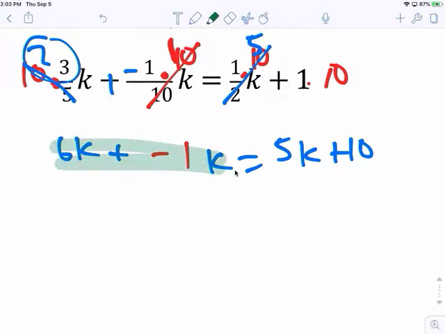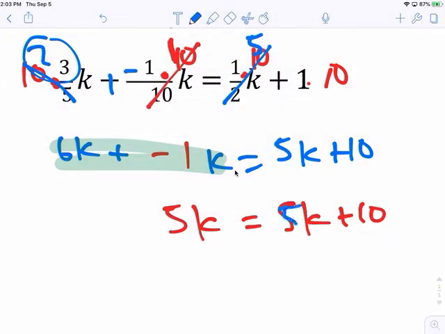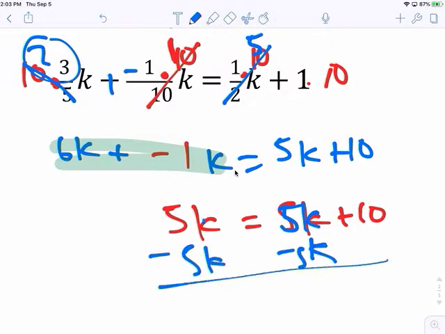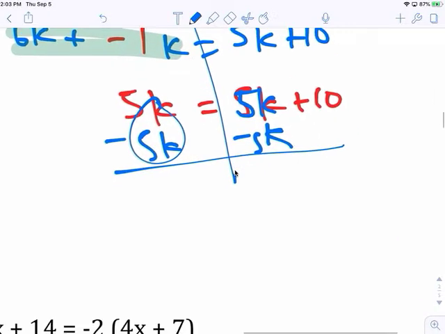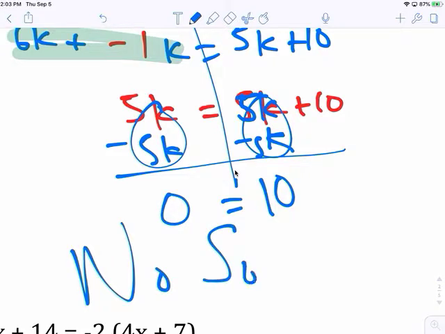This gets you 5k equals 5k plus 10. Make 0 to the 5k: minus 5k, minus 5k. That's 0. 0 equals 0 add nothing is nothing, equals 0 plus 10 is 10. No solution. Okay?